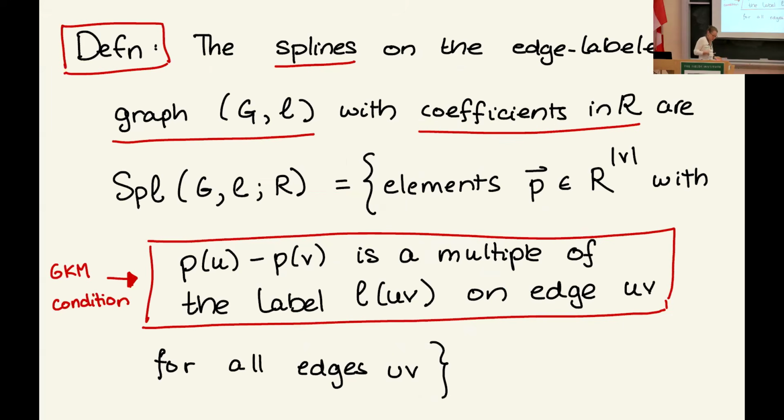So splines on the edge-labeled graph that you have been given, with coefficients in R, we're just going to do the same operation. We're going to put an element of the ring on each of the vertices. And there's my GKM condition, just copy pasted, so that the difference between two ring elements on opposite sides of an edge is a multiple of whatever label you've put on the edge. And we're going to do this over all of the edges.